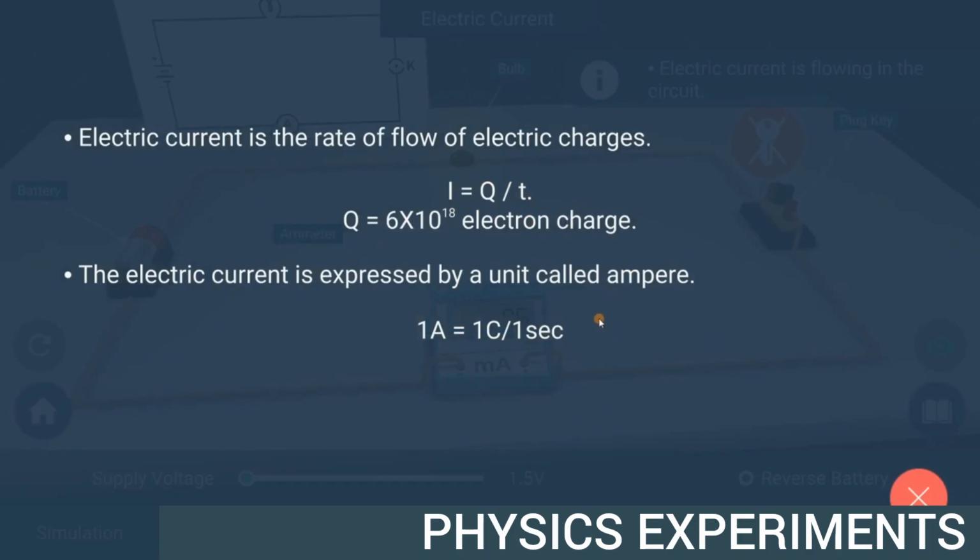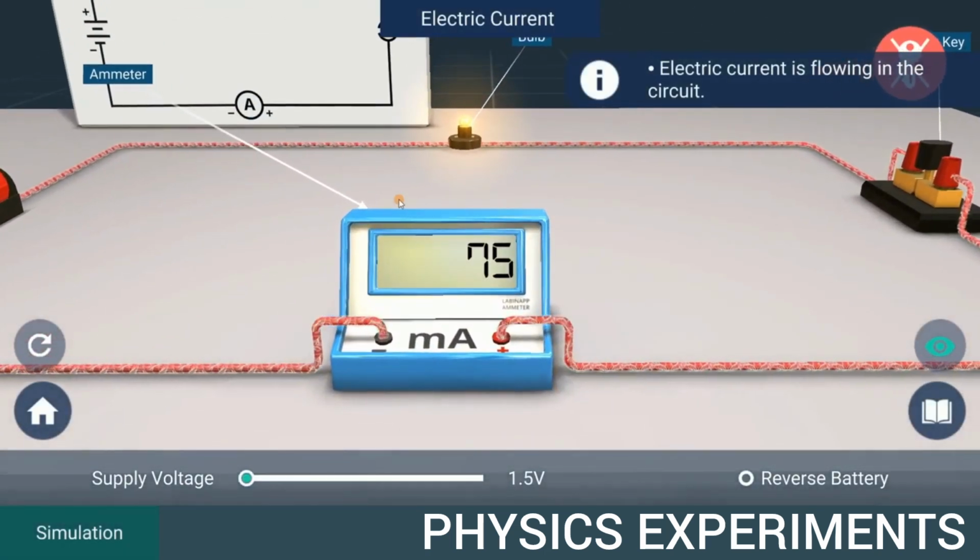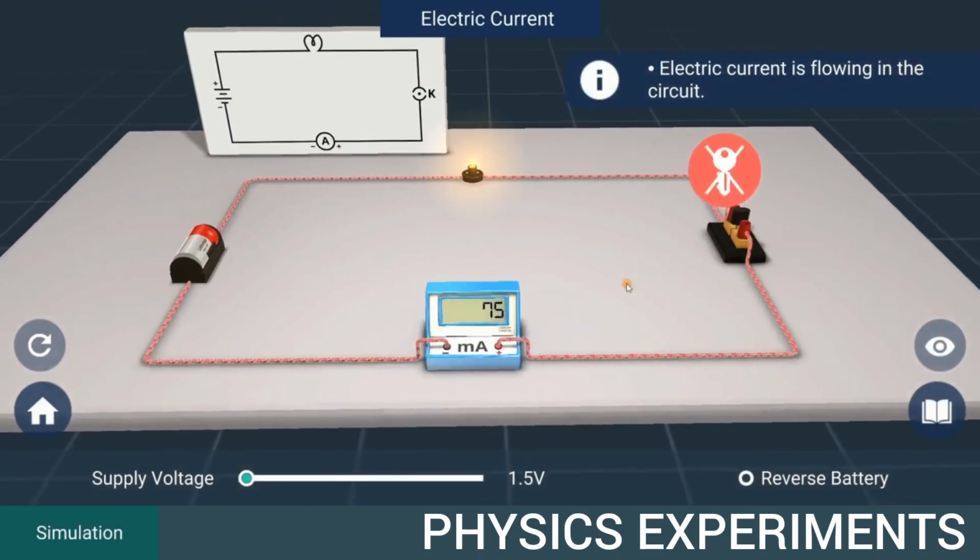The electric current is expressed by a unit called ampere. 1 ampere is constituted by the flow of 1 coulomb of charge per second. An instrument called ammeter measures electric current in a circuit. It is always connected in series in a circuit through which the current is to be measured.